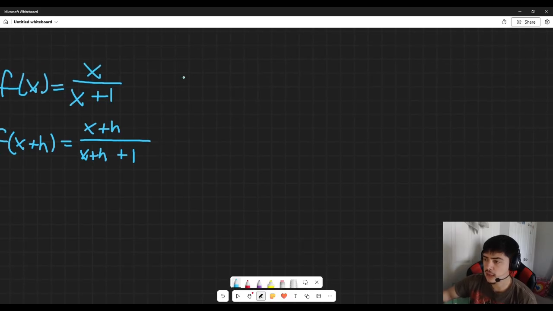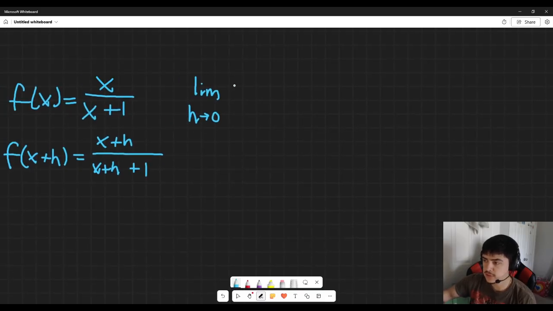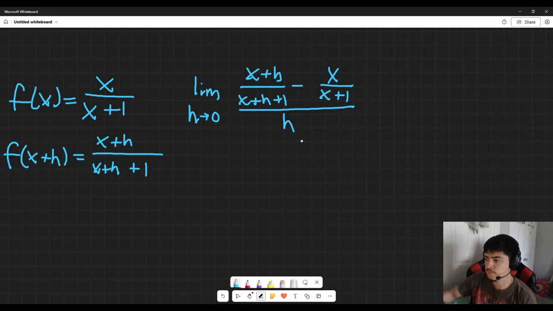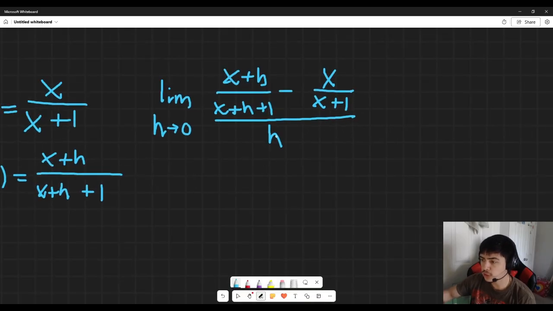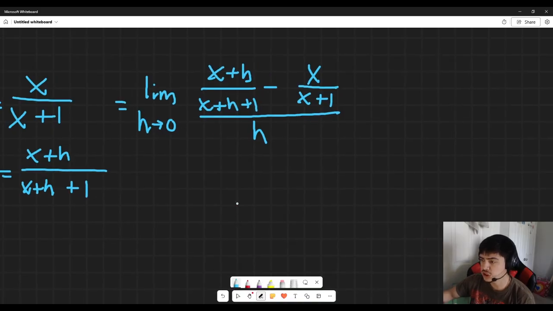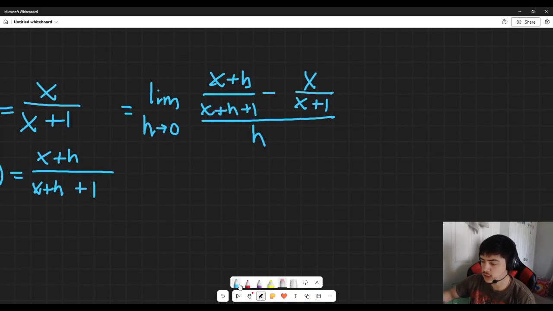So plugging it into our limit, we have the limit as h goes to 0 of f of x plus h, so it's x plus h over x plus h plus 1, minus our original function x over x plus 1, all over h. You notice that this looks kind of crazy. We have a whole bunch of fractions: a fraction minus a fraction over something, which is another fraction. What we can do is pull out this h and rewrite it.